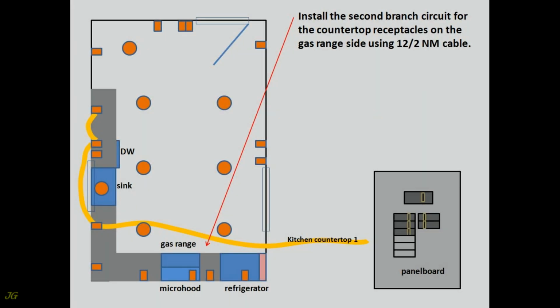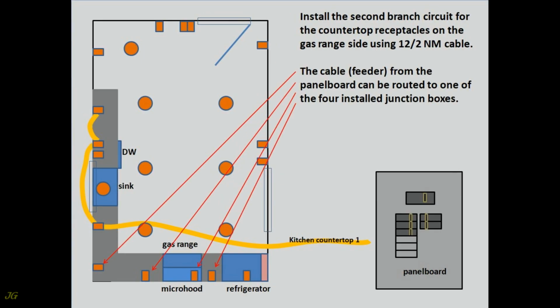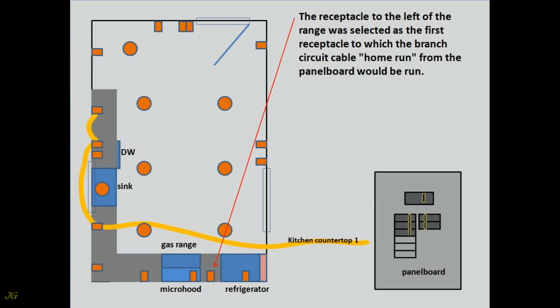Install the second branch circuit for the countertop receptacles on the gas range side using 12-2 NM cable. The cable feeder from the panel board can be routed to one of the 4 installed junction boxes. The receptacle to the left of the range was selected as the first receptacle to which the branch circuit cable, home run, from the panel board would be run.